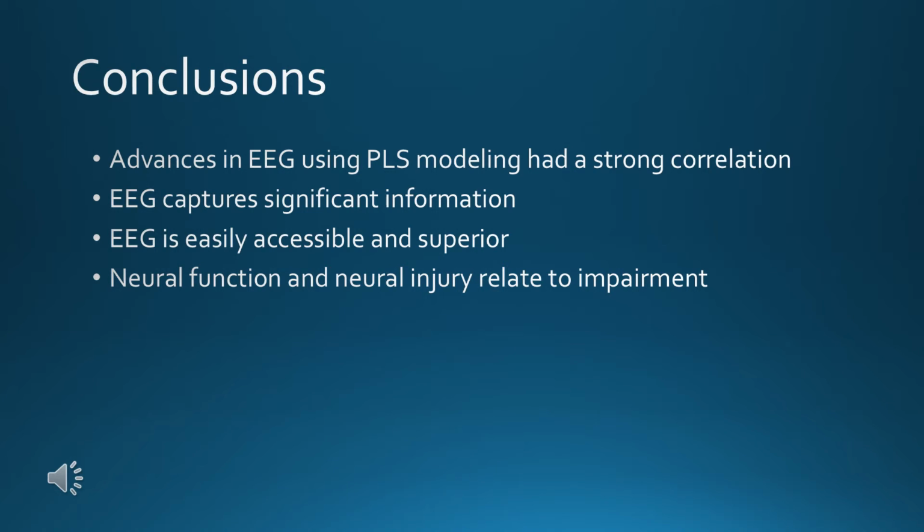ICU setting. And it also concluded that the neuronal function and the neuronal injury relate to impairment because it was able to assess the function of the electrical signals through the EEG and then neuronal injury through the mapping in the PLS modeling and relate it to the impairment due to the stroke.